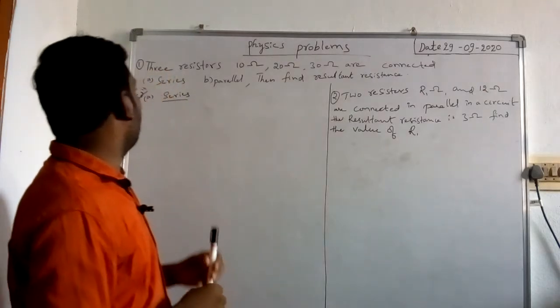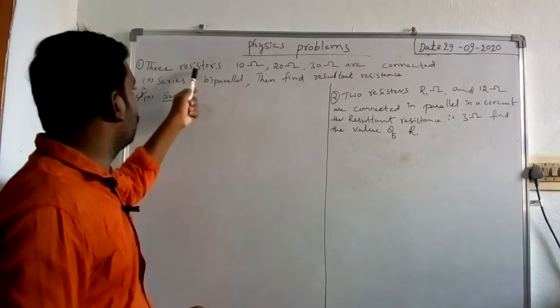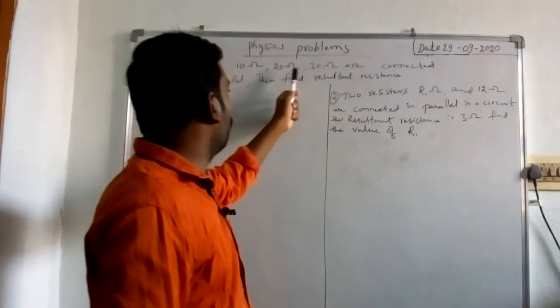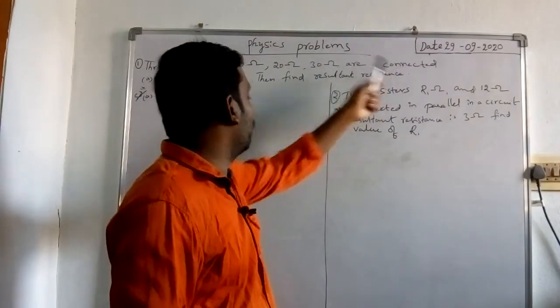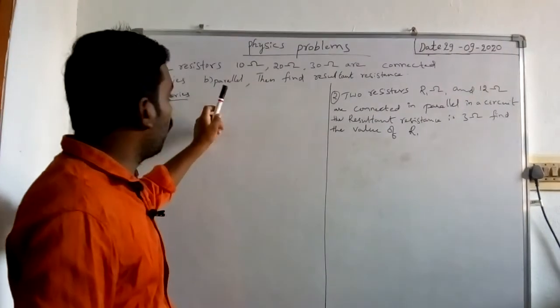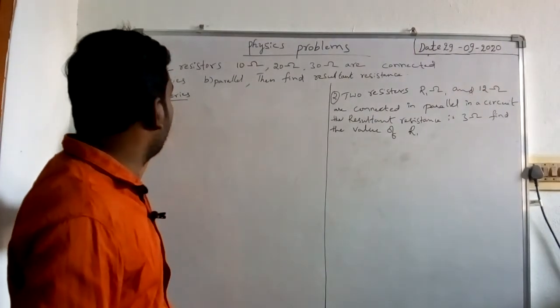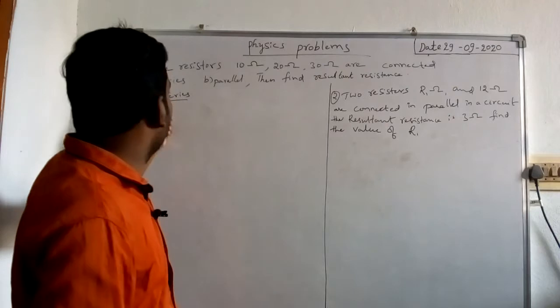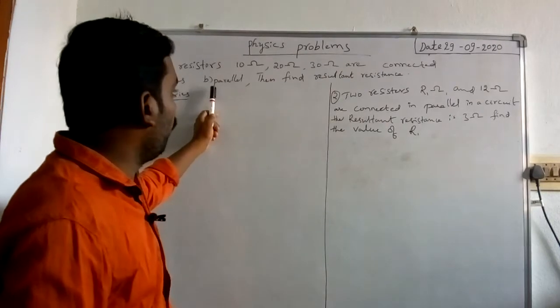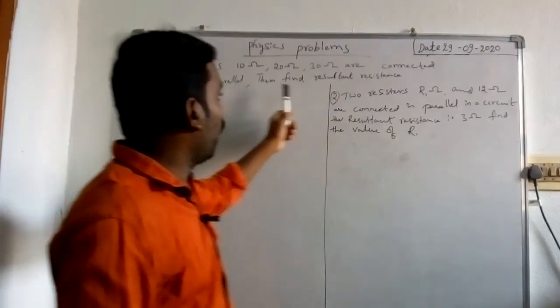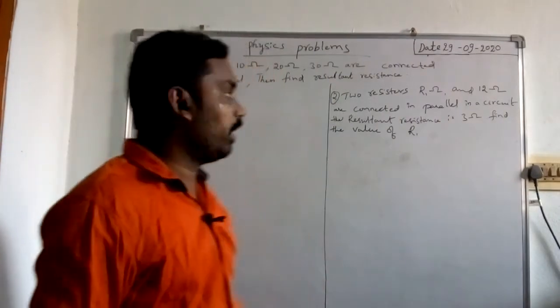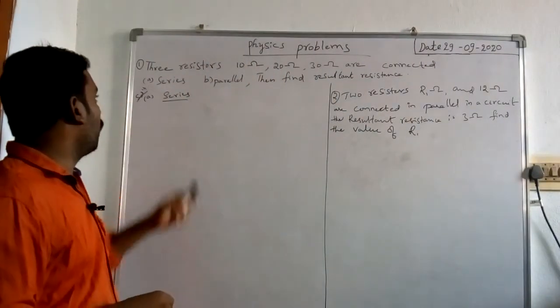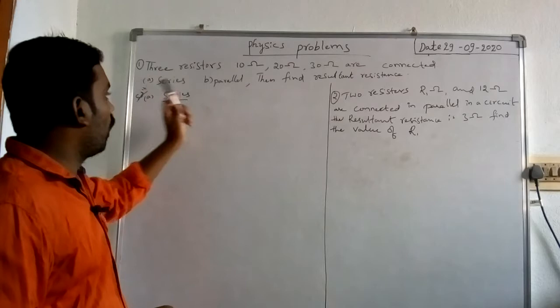Okay, what is the problem? Three resistors of 10 ohms, 20 ohms, 30 ohms are connected in series and parallel. Two parts are given: A is the series and B is the parallel. Then find the resultant resistance. Here find first the series, after that the parallel.